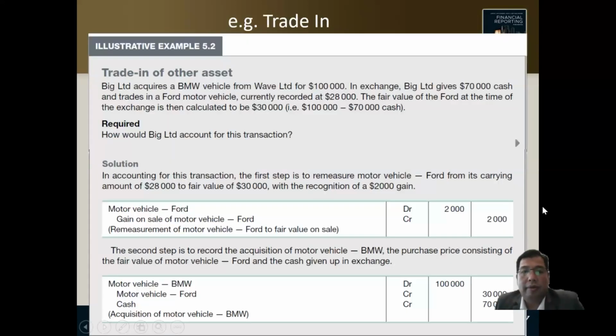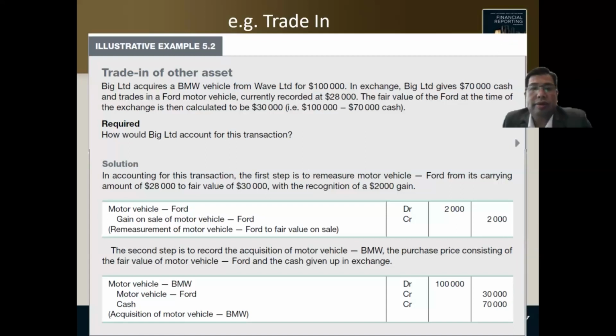Another example here, in the case of a trade-in. Big Limited acquires a BMW vehicle from Wave Limited for 100,000. In exchange, Big Limited gives 70,000 cash and trades in a Ford motor vehicle currently recorded at 28,000. This 28,000 is the carrying amount of that asset. The value of the Ford at the time of exchange is agreed to be 30,000. What is the value of the Ford? The old car is 30,000.